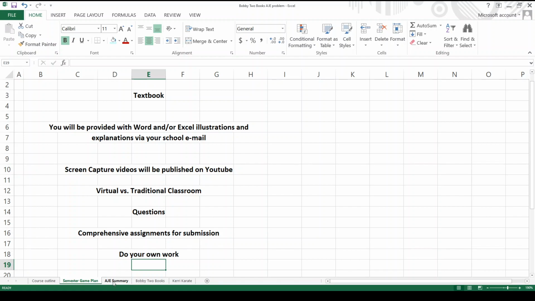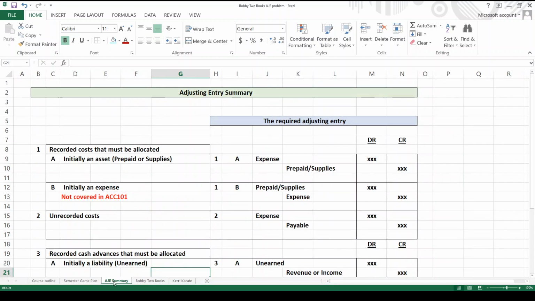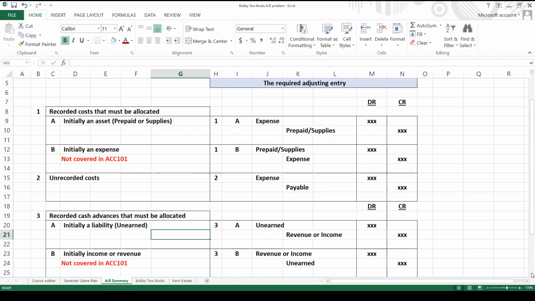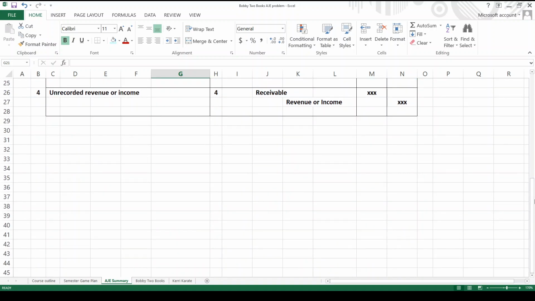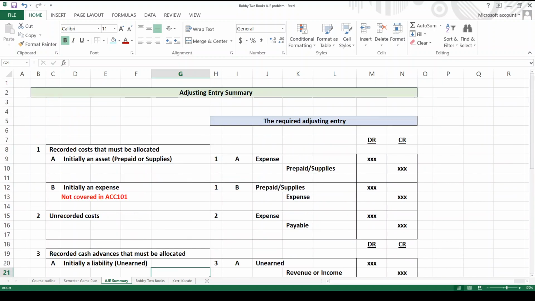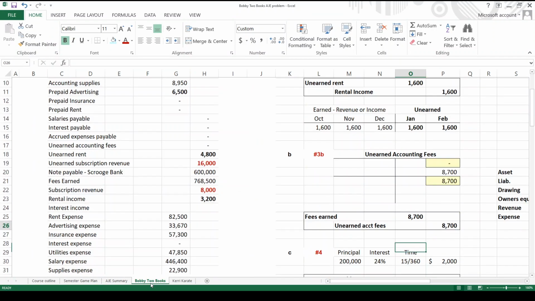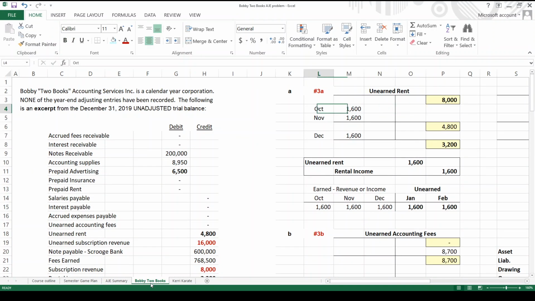Okay, AJE summary I already sent to you. So I may take a look back as we do Bobby 2 books. I organized the adjusting entries. There are more than these. These are usually referred to as accruals and deferrals. So that's what our topic is for now. Now, Bobby 2 books. That's a difficult problem. Hopefully I've got it all scoped out now, but here we go.